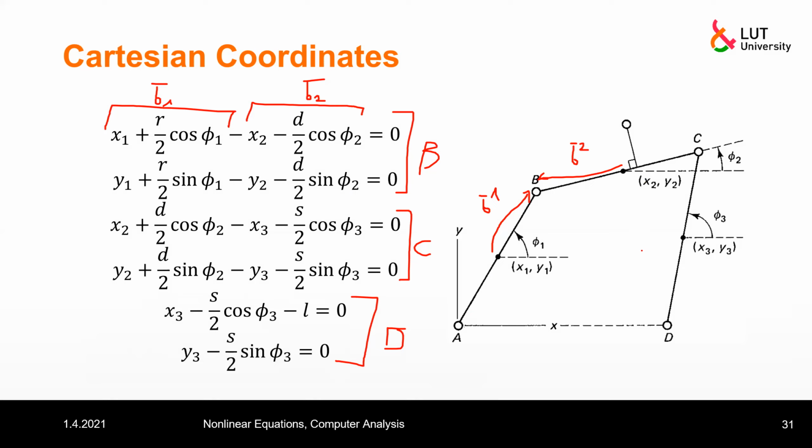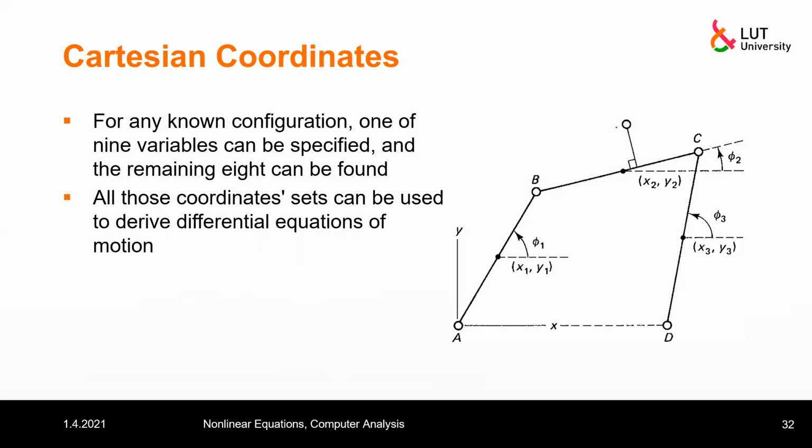Because at some point we will generate a Jacobian matrix for those algebraic constraints, a lot of derivatives will simply be equal to 0, because they would involve coordinates from different bodies that are not shown here. So for Cartesian coordinates, for any configuration, one of those 9 coordinates might be specified, and we can get any other 8 of them.